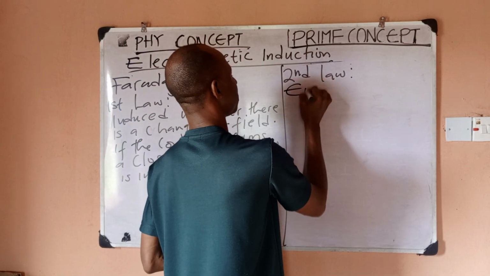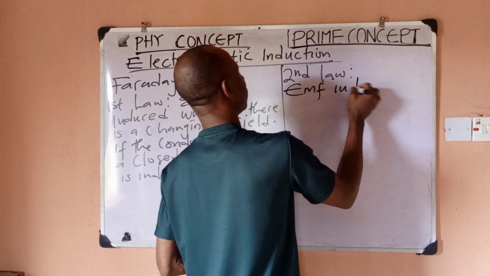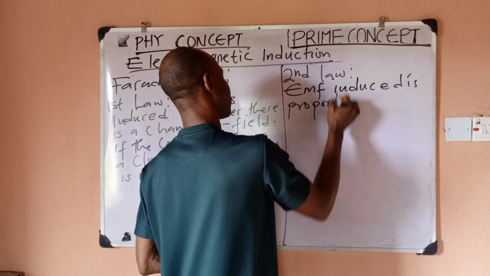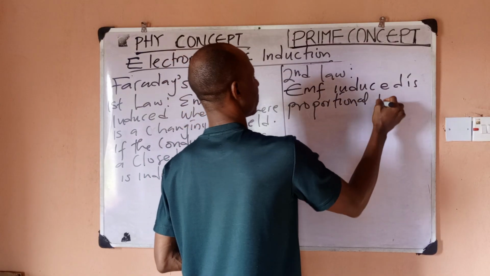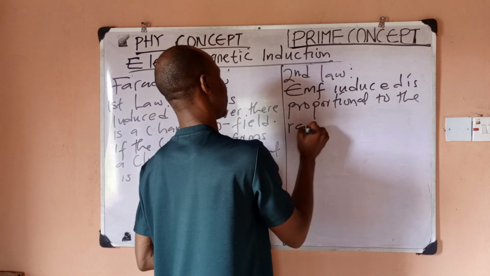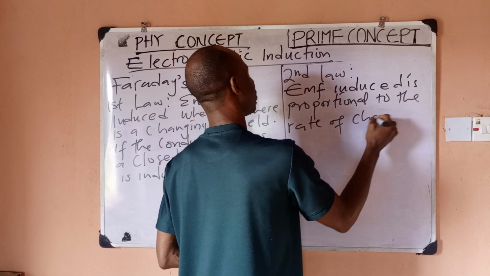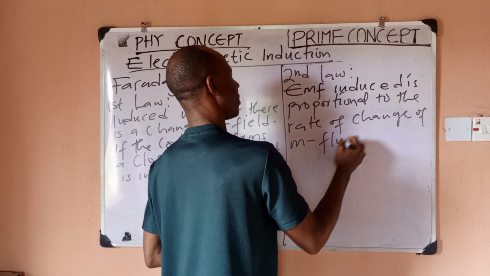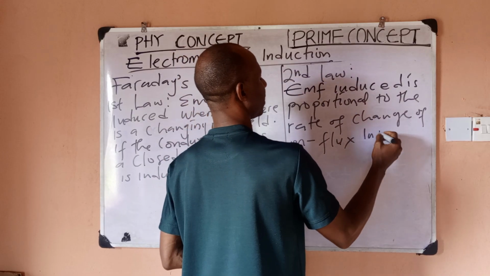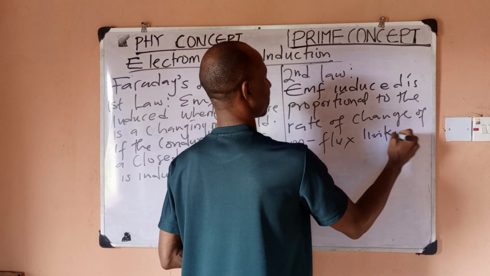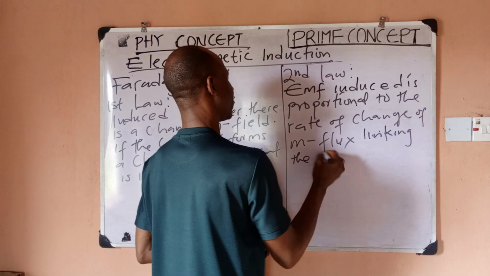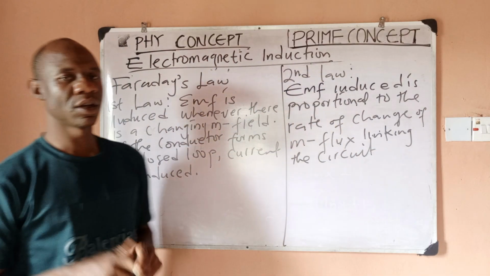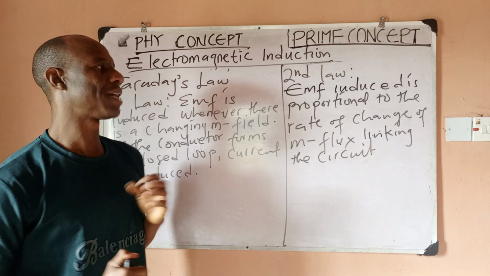So the EMF induced is proportional to the rate of change of magnetic flux linking the circuit. So that is Faraday's second law. It tells us the value or the size of that EMF.